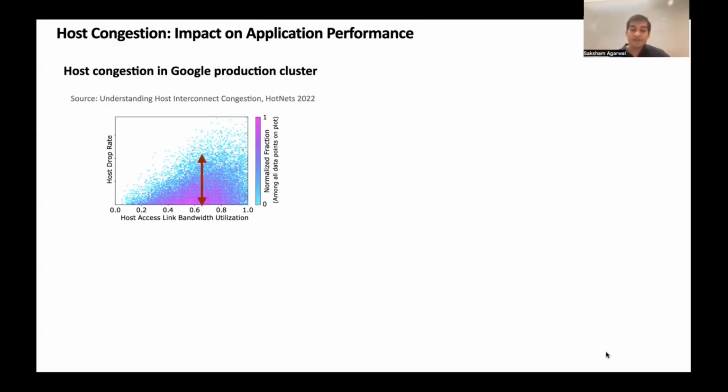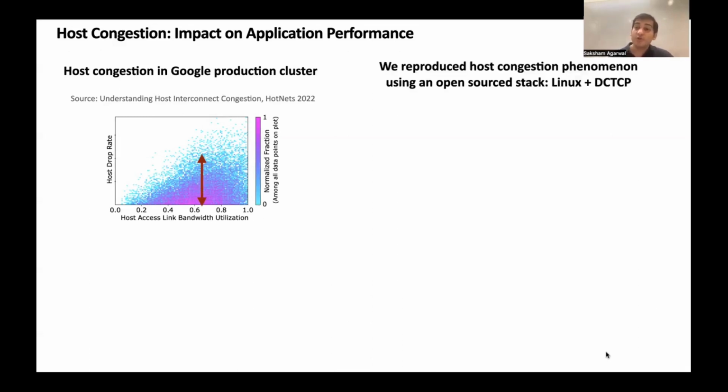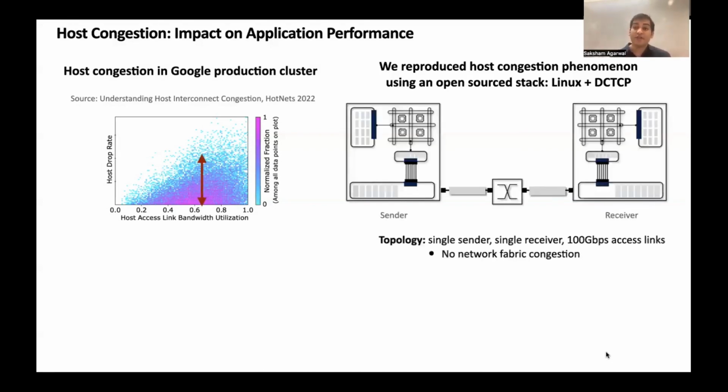We're also able to reproduce this host congestion phenomenon using an open source network stack and congestion control protocol. In fact, today I'm going to provide a live demonstration of these results showcasing the impact of host congestion using a setup consisting of a single sender and a single receiver host connected directly to a switch using 100 Gbps access link bandwidths. This setup ensures that there is no possibility of network congestion because there is no incast or oversubscription in this topology. I'm using the Linux network stack with DCTCP as the congestion control protocol.